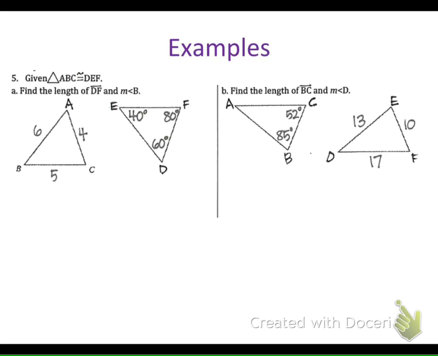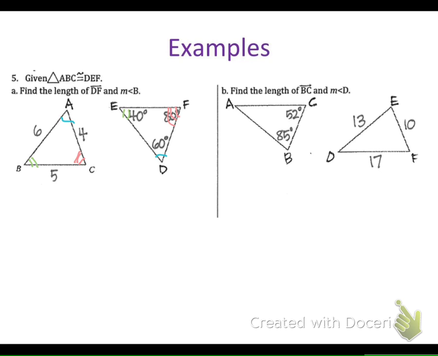Okay, so our next spot is given the fact that triangle ABC is congruent to triangle DEF, we want to find the length of segment DF and measure of angle B. So we need to go through our triangle just like we did and decide which sides and which angles are congruent. So based on the position, angle A is congruent to which one? Angle D. We have angle B, which is congruent to E, and then we have angle C, which is congruent to angle F.